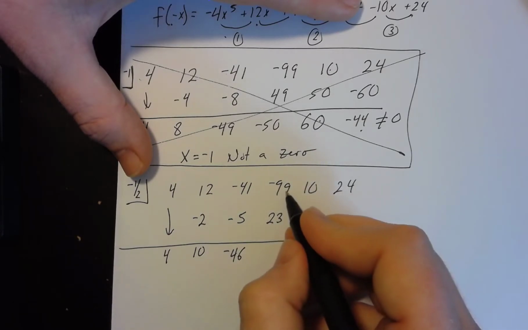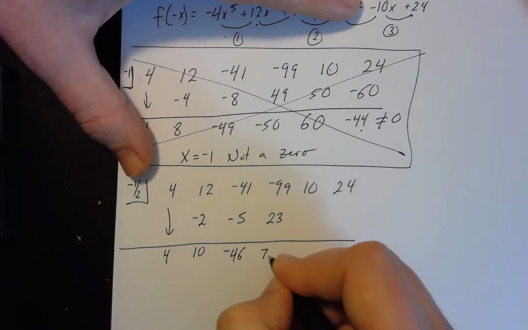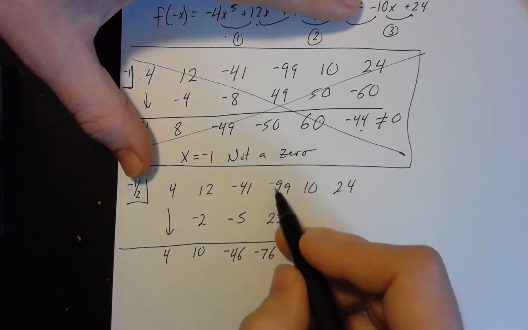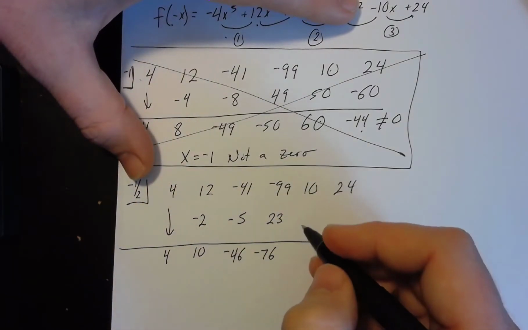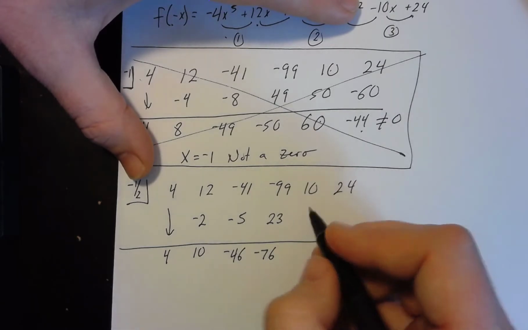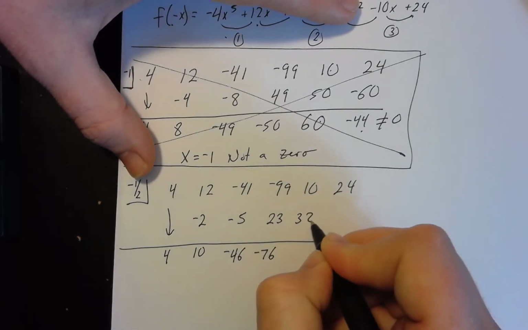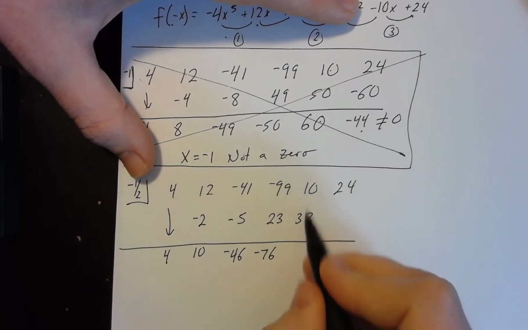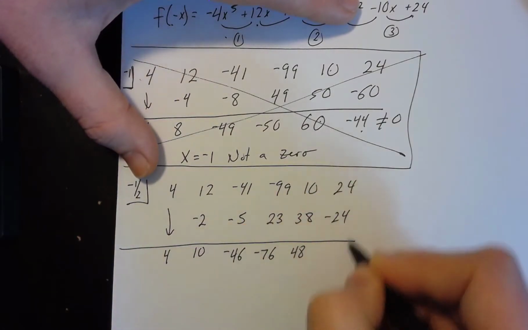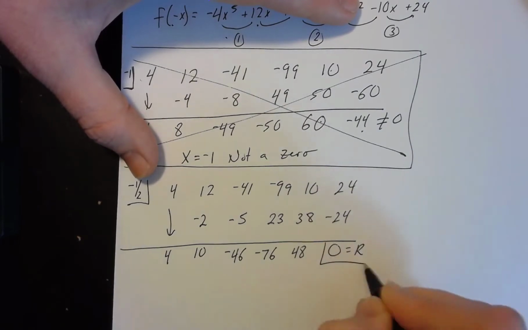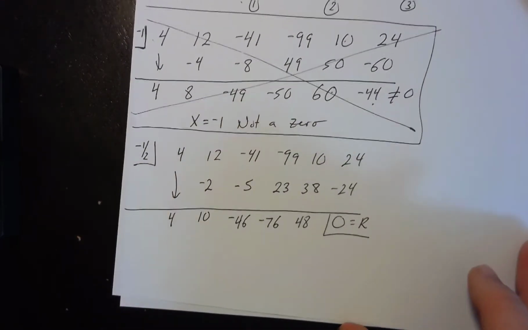Adding these values together ends up with a negative 76, just to double check, yep. And then negative 76 times a negative 1/2 gives me a positive 38, I believe. And then positive 38 plus 10 is a 48, and then 48 times a negative 1/2 is a negative 24. And look at that, we have a 0. So I needed to get to this point at the very least.